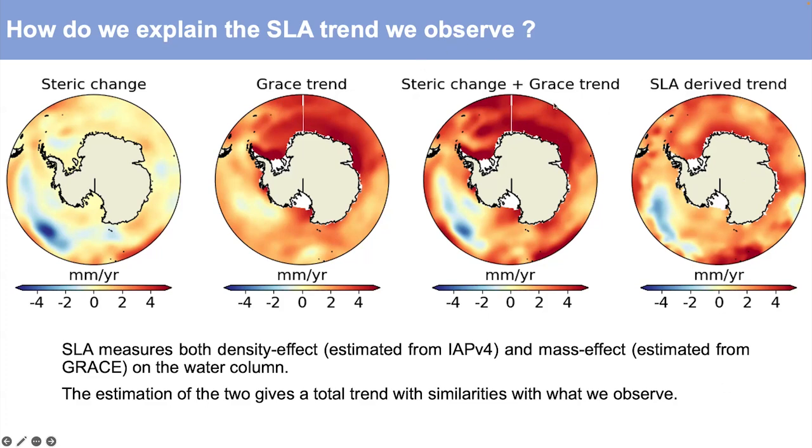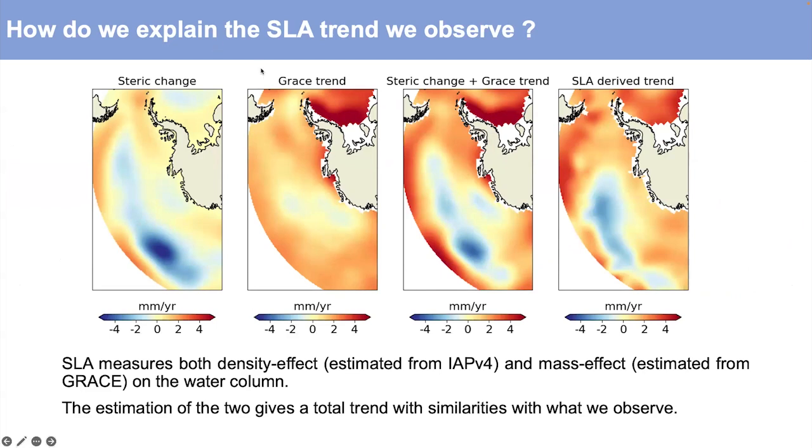And so it's not a perfect fit, but we can see some global patterns in common. For example, here we have a negative anomaly, and here, next to the coast, a higher sea level rise that we found also here. So it's not a perfect match, but it's a good first approach, let's say. Here is what happens more into the Bellingshausen and Amundsen Sea. So here we have the steric change plus GRACE plus geostatic change, and here the sea level anomalies trend.